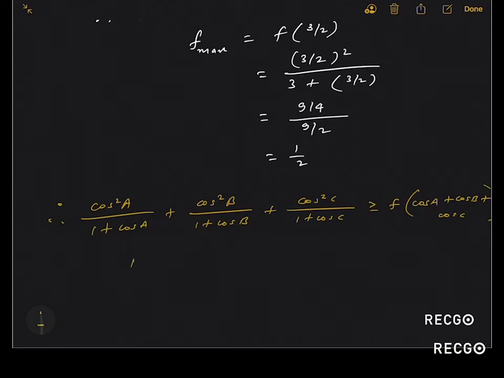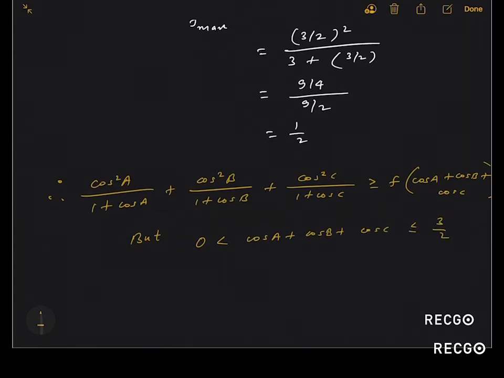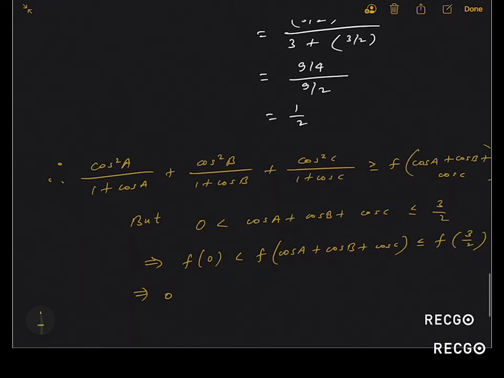Whatever the value of cos a plus cos b plus cos c between 0 to 3 by 2, for every combination of cos a, cos b and cos c that exists, we know that cos a plus cos b plus cos c lies between 0 to 3 by 2. And for every possible value of cos a plus cos b plus cos c, we have to find the values in such a way that the expression on the left hand side, that is cos square a by 1 plus cos a, cos square b by 1 plus cos b, cos square c by 1 plus cos c, must be greater than or equal to the expression on the right hand side, which is f of cos a plus cos b plus cos c. I think that should be clear to all of you.